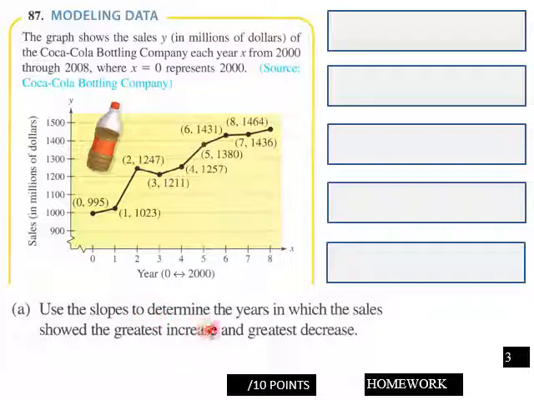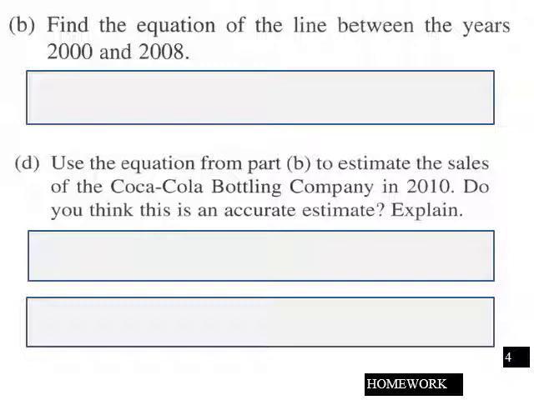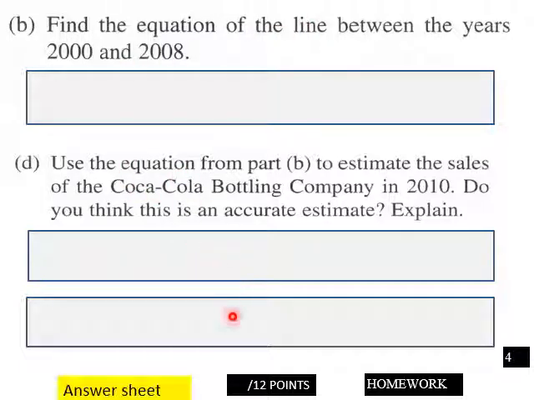A, use the slopes to determine the years in which the sales show the greatest increase and greatest decrease on this graph here. Use that and then put your answers here. This is your answer sheet, so if you need extra work that this doesn't provide, then attach a worksheet to this homework sheet. And then again, continuing from that, you've got questions here from that word problem, 12 points for these.